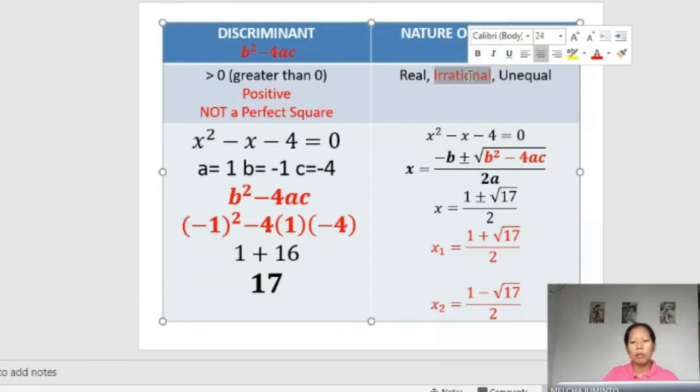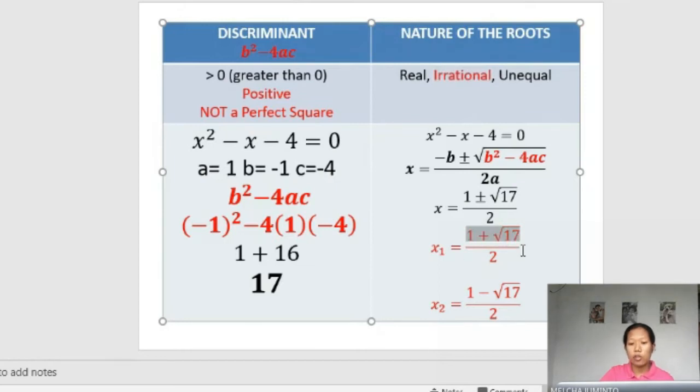And when I say irrational number, it means it is an expression wherein there is a radical which cannot be simplified or be written outside the radical sign. For example, in this case, we have 1 plus the square root of 17 all over 2, and then 1 minus the square root of 17 all over 2. That means irrational. It cannot be simplified as a whole number. It can only be written as a square root. You cannot extract it anymore outside the square root. And it is unequal because one is positive, the other one is negative.